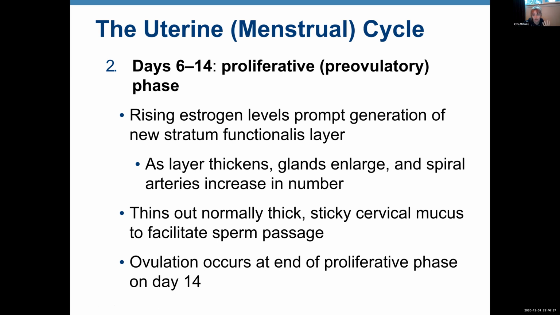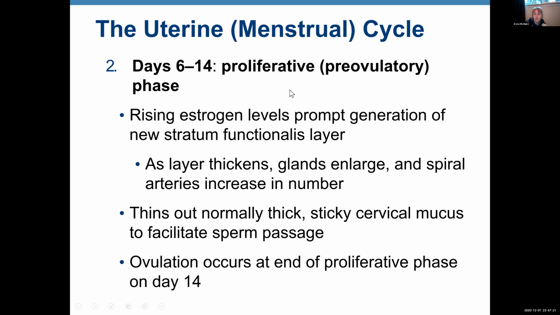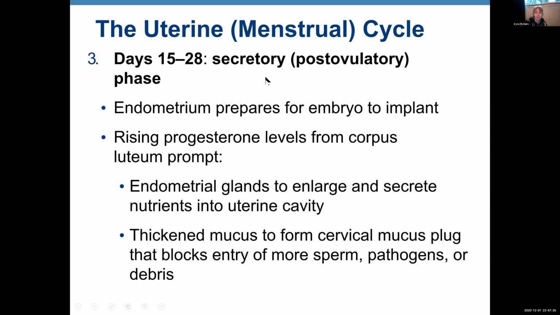Now, once ovulation occurs, the uterus should be ready, right? So days 15-28 are the secretory or post-ovulatory phase. The endometrium prepares for the embryo to implant. Rising progesterone level from the corpus luteum prompts endometrial glands to enlarge and secrete nutrients into the uterine cavity. Second, now we thicken the mucus because we don't want any more sperm, since we gave it the opportunity to enter the uterus, right? Now the mucus became thick again, plugging and blocking entry of more sperm, pathogens, or debris. So we have the proliferative phase because estrogen level goes up, and the secretory phase because now progesterone level goes up from the corpus luteum.